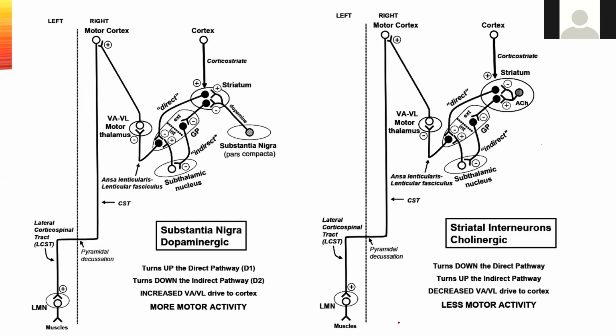Another thing that should be noted here is that the substantia nigra, the dopaminergic part, that's the pars compacta of the substantia nigra, will tend to turn up the direct pathway and turn down the indirect pathway. This will increase the motor activity. While the striatal interneuron, that's the cholinergic part of the substantia nigra, will turn down the direct pathway and turn up the indirect pathway. This will decrease the motor activity.